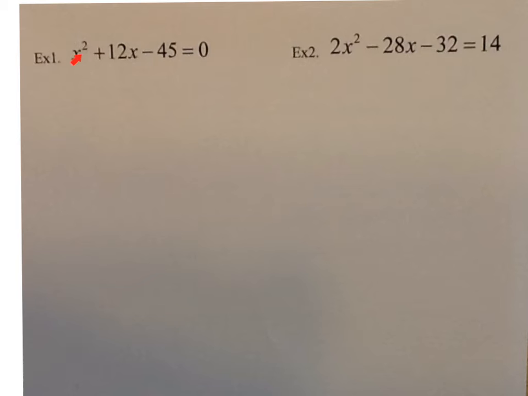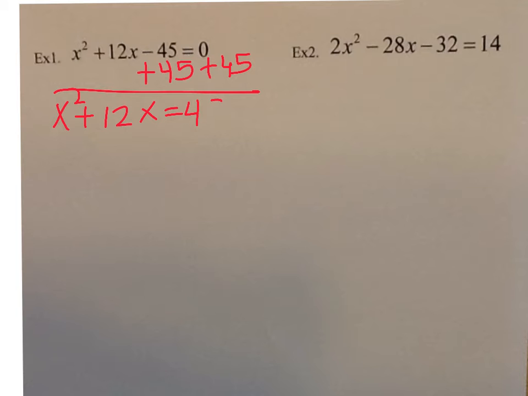Okay, so the first example, we have x squared plus 12x minus 45 equals 0. It is in standard form. I have a 1 in front of the x squared, which is what I want. The next thing we have to do is move the constant, that's your c value, over. So we're going to add 45 to both sides. So we have x squared plus 12x equals 45.